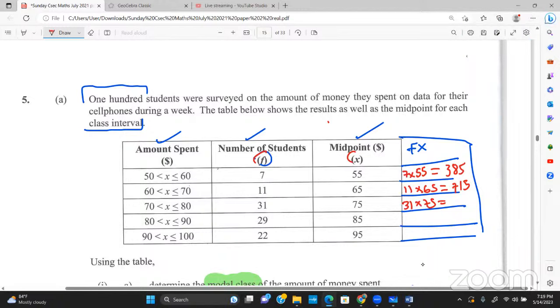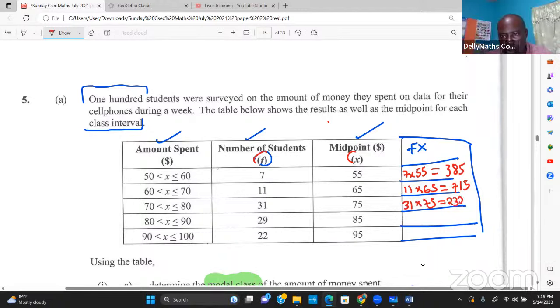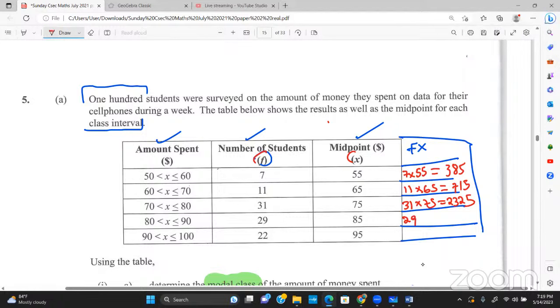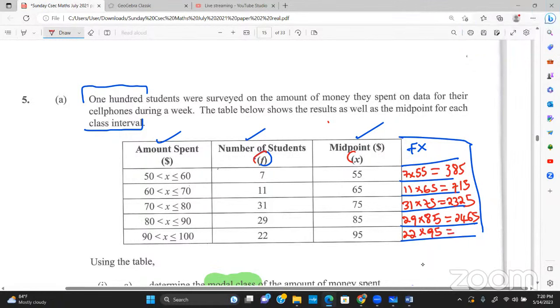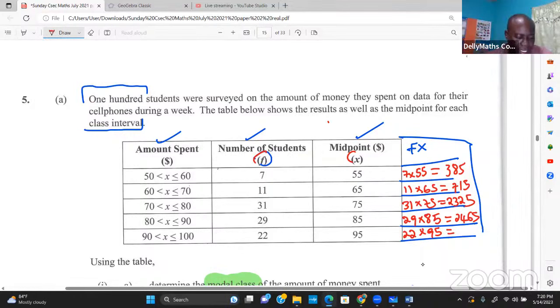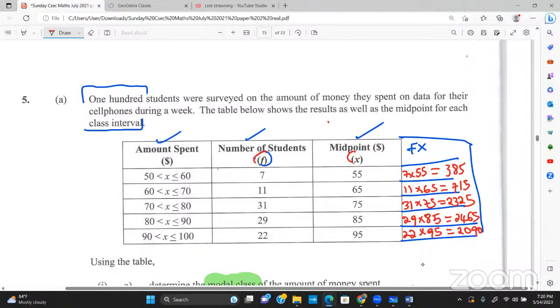31 times 75. 2,325. Sound good. 29 times 85. 2,465. Thank you. Lastly, 22 times 95. 2,090. Yes, sir. Thank you very much for that.